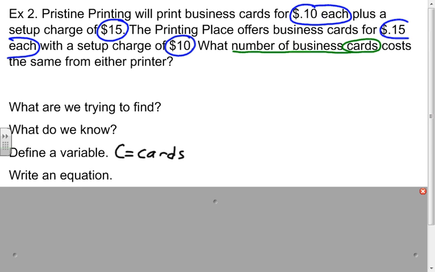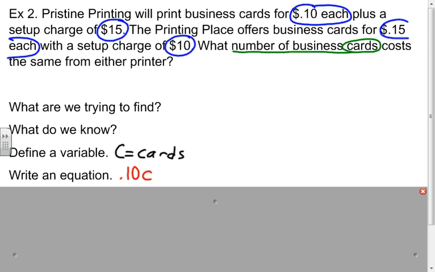Let's look at the Pristine Printing first. 10 cents for each card. So that would be like 0.10, that's 10 cents. And then for each card. In math, for each means multiply. So 10 cents times C.